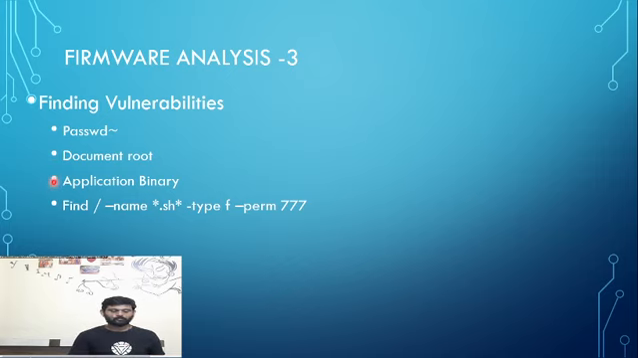Then, as I told you, the application logic is built inside the web binary. So that binary should be downloaded and reverse engineered for the purpose of identifying vulnerabilities. And lastly, this is the first command which I run on firmware: find / -name "*.sh" with the type file and having permission 777. This is the most important aspect.